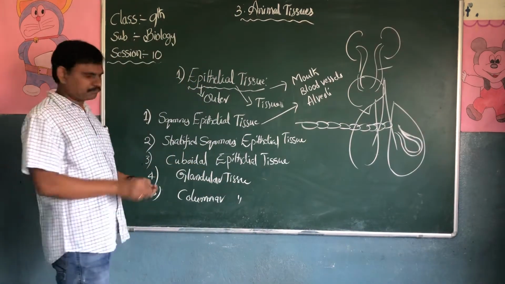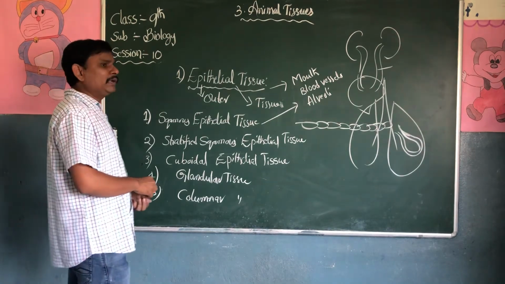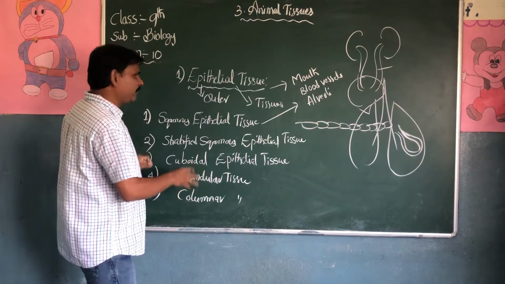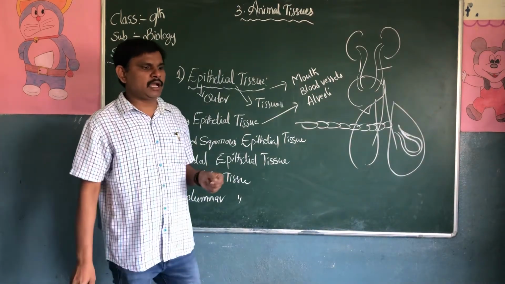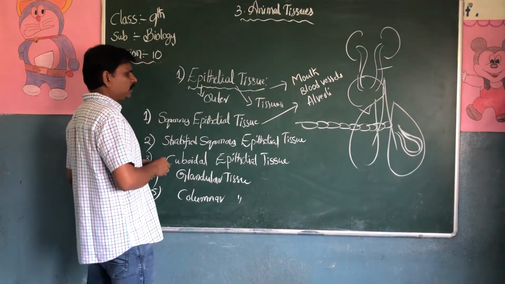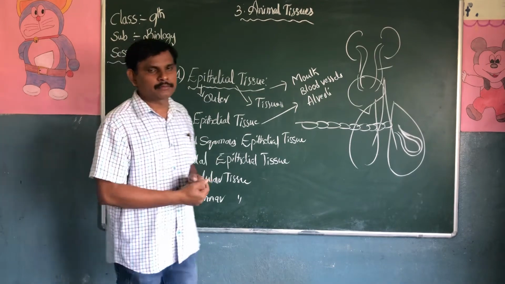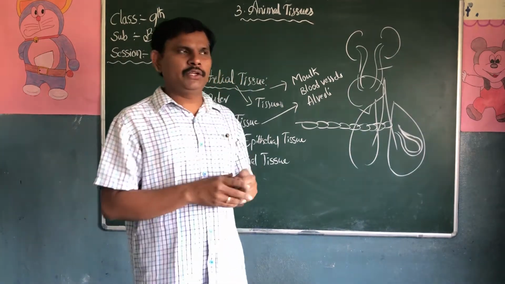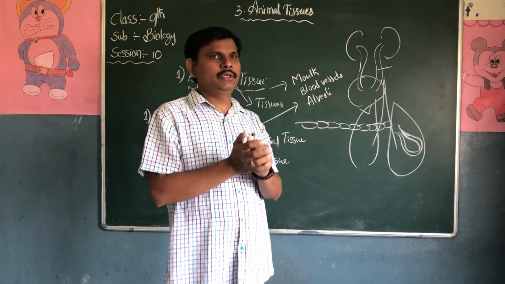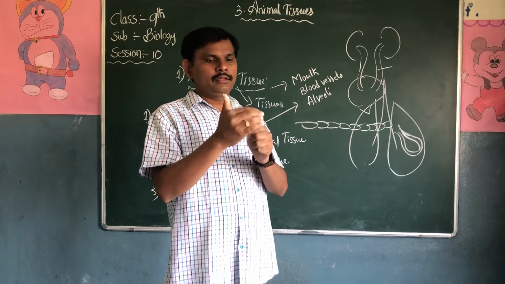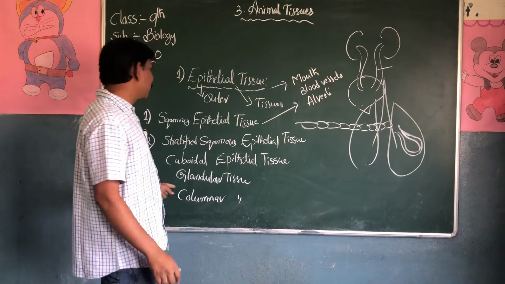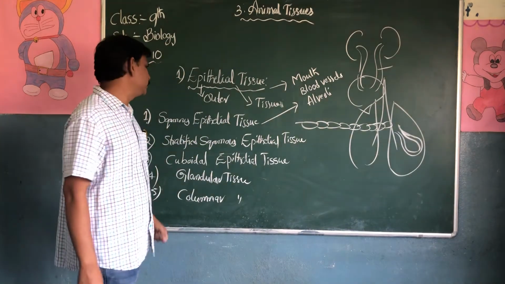The next one is glandular tissue. In epithelial tissues, if the tissue folds inward to form a multicellular layer, it is called glandular tissue.